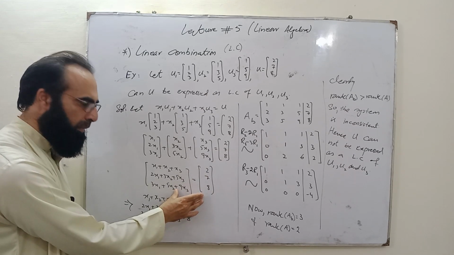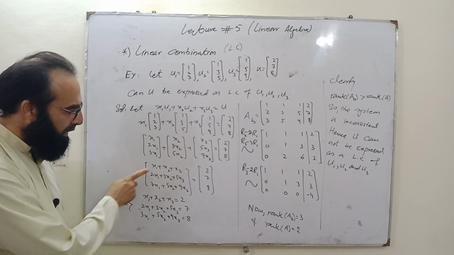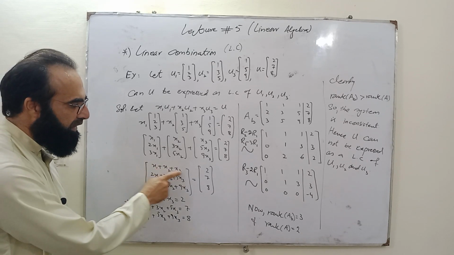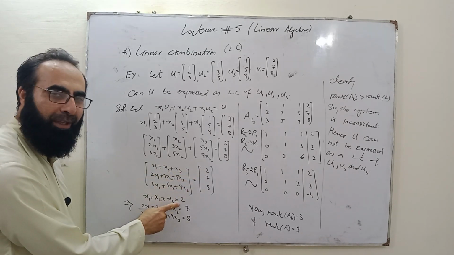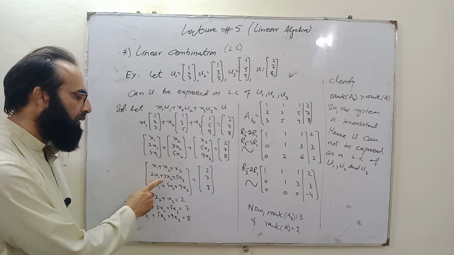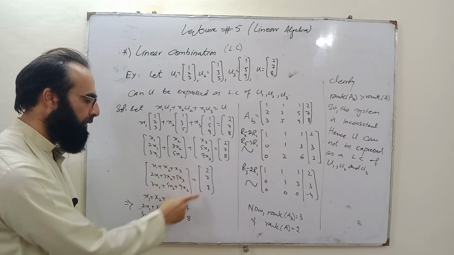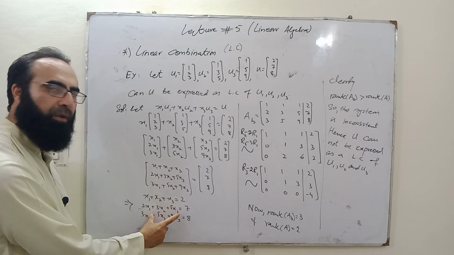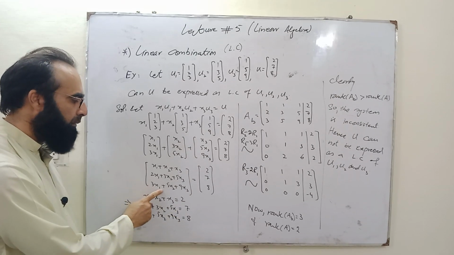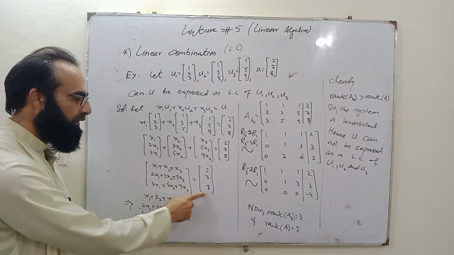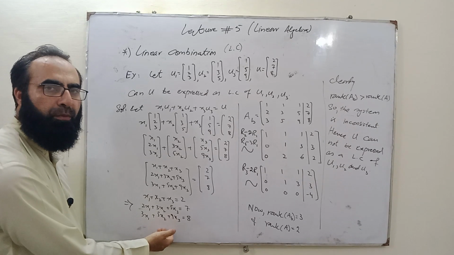From this matrix system, we can get x1 plus x2 plus x3 equals 2. This will be the first equation. Now 2x1 plus 3x2 plus 5x3 is equal to 7 will be the second equation of our system. 3x1 plus 5x2 plus 9x3 is equal to 8. This will be the third equation of this system.